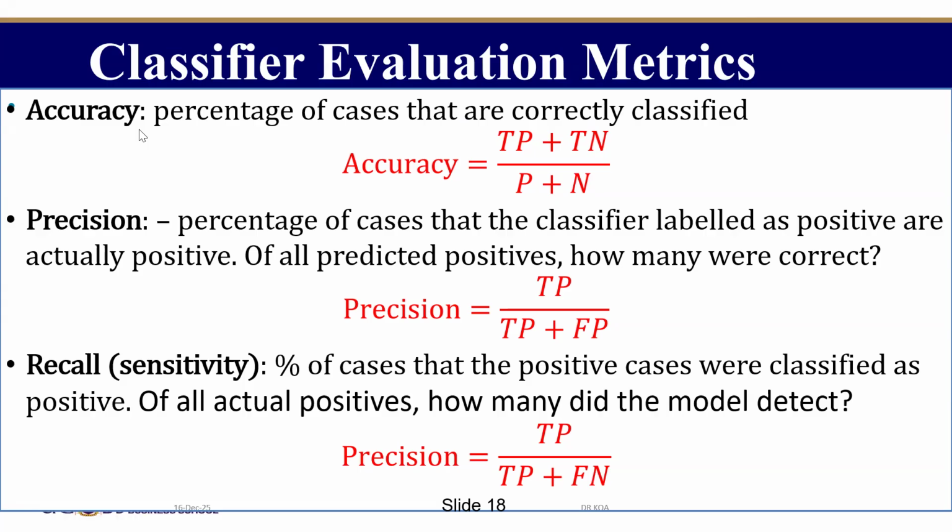It tells you, was the model able to correctly classify the people as disease or not disease? The next thing you could be asked to calculate is the precision. That is the proportion of the cases that the classifier labeled as positive that are actually positive. That's precision. In other words, of all the predicted positives, how many were truly positives?